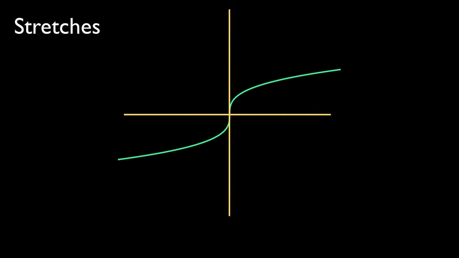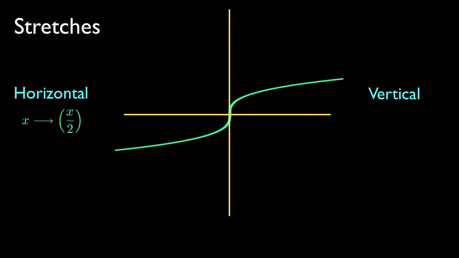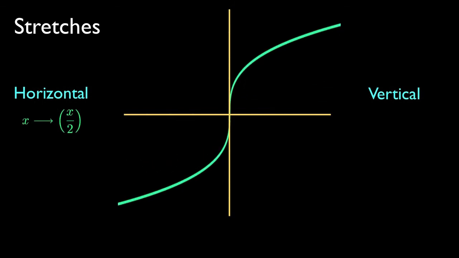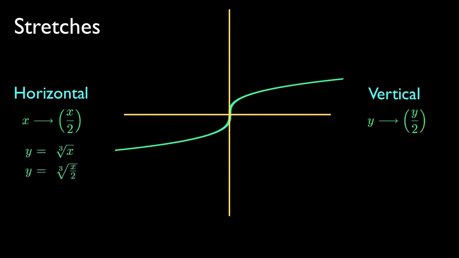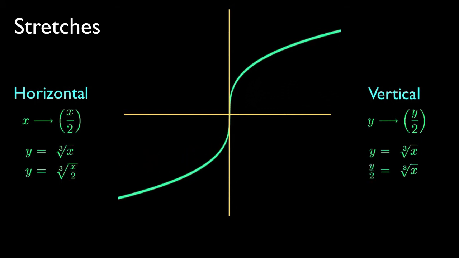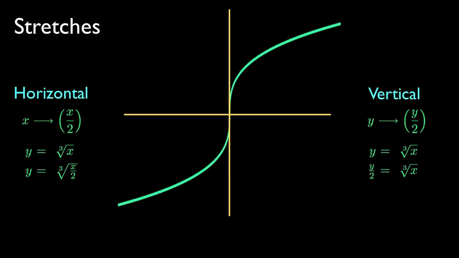Like shifts, stretches can be either horizontal or vertical. And likewise, horizontal stretches are associated with changes to the x variable, while vertical stretches are associated with changes to the y variable. To stretch a graph horizontally, we compress the x-axis, which is why a stretch corresponds to a division. Similarly, we compress the y-axis to stretch the graph vertically. And again, after transformations on y, we need to do algebra to re-isolate y and recover the function form of the equation.